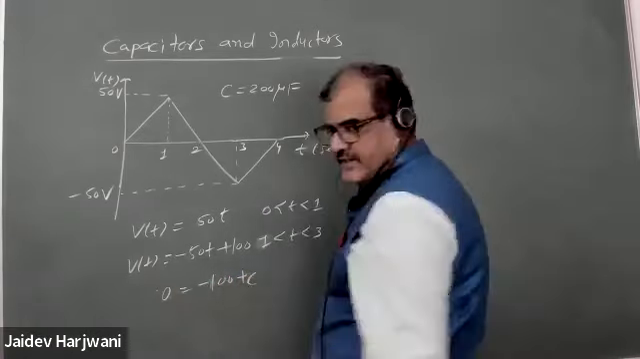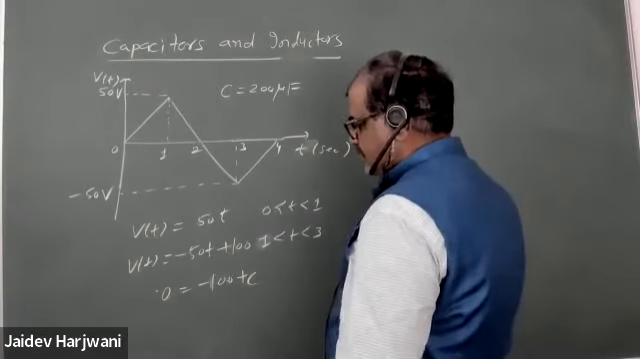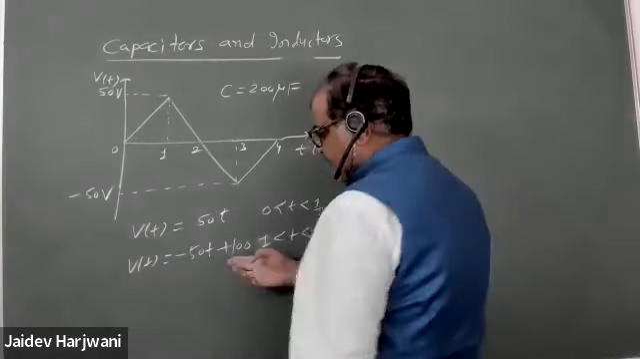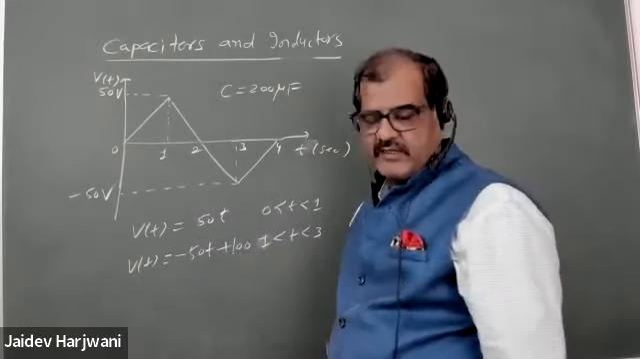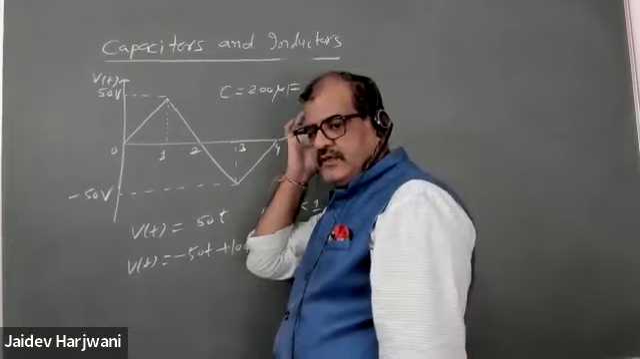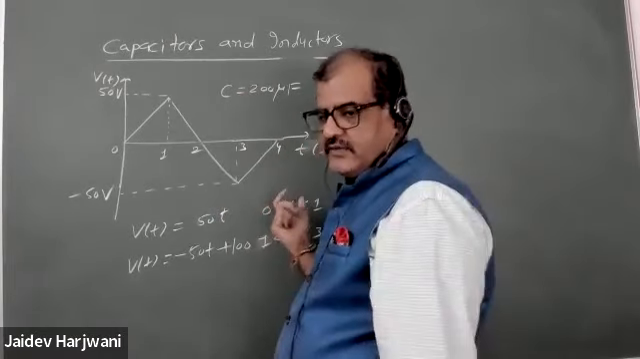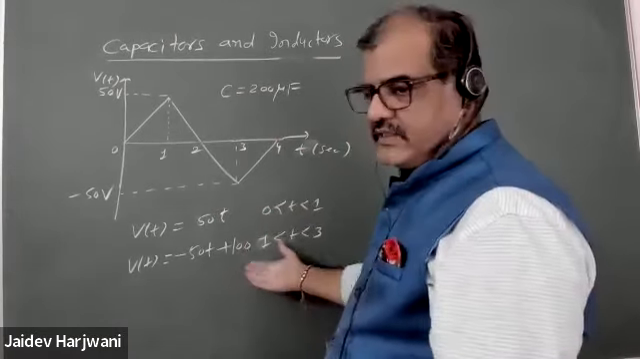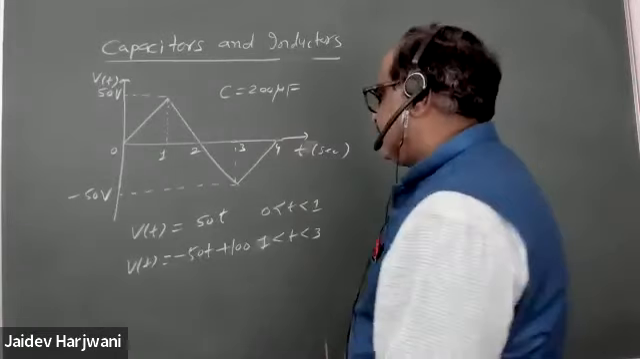So C value becomes how much? 100? Yes, sir. So that's why I'm calculating the constant value. I'm calculating the function here. If you can do it directly, you can do it directly also, because for the current I need dV by dt.